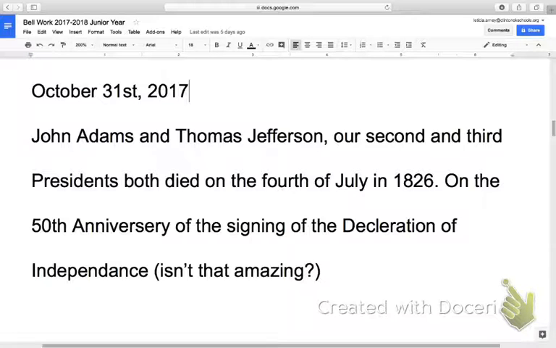So the very first thing that I can see is that we need to lowercase the P in presidents, okay? Because we've already named who they are and they don't need to be capitalized. Then the next thing that you need to do is put in a comma after presidents, between presidents and both. 4th of July is going to be capitalized. It's a holiday. Okay, all holidays are capitalized. Then we're going to take out this period, lowercase the on, and I'll explain that in just a second.